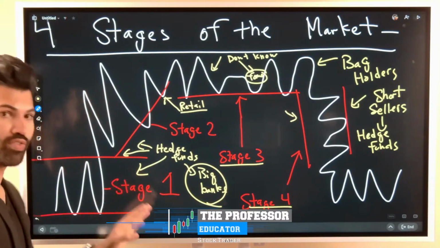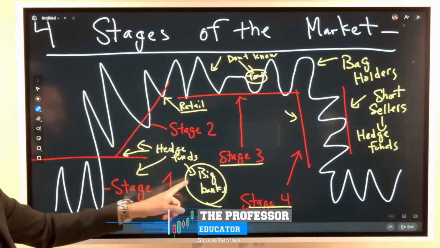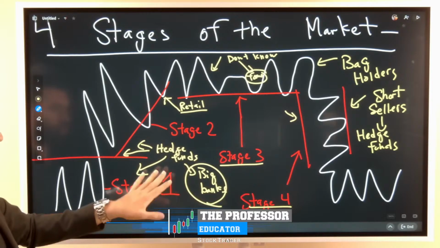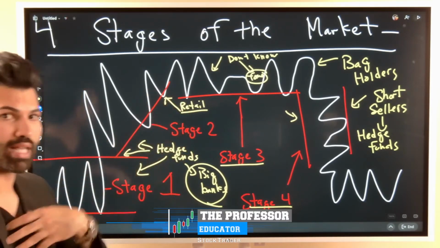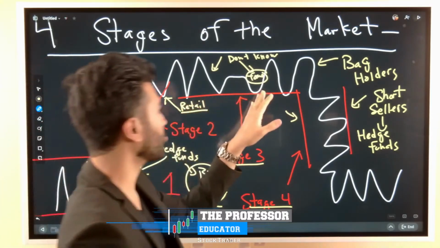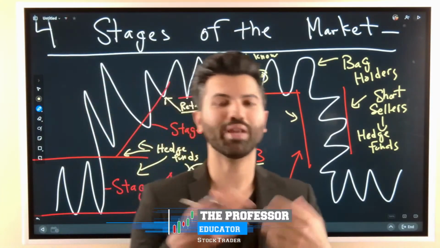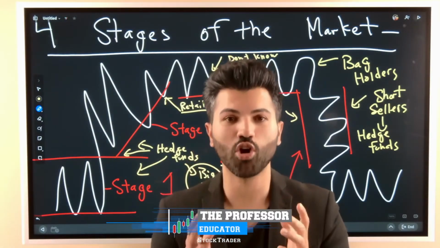Stage 1, to review: institutionals, hedge funds, big banks. Stage 1 and stage 2 at this point. Stage 2, retail, people like us. Stage 3, FOMO. They don't know any better. They're like, oh my God, look how much it's gone up. Let me get in.